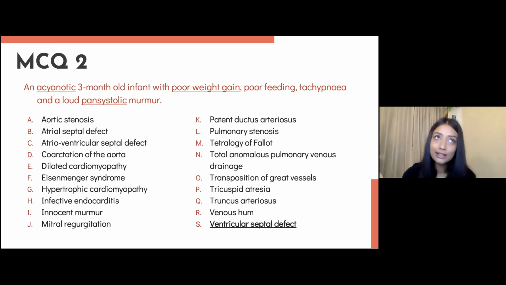So this was an acyanotic infant, so we know which category of heart diseases we're looking at. And they presented with poor weight gain and poor feeding, sort of a failure to thrive picture, and they have a loud pansystolic murmur. Failure to thrive is quite a non-specific symptom. It can present with a lot of congenital heart diseases. It is very associated with VSDs presenting at around this time frame, but it's that murmur that tells us which heart disease this is. A PDA is unlikely to present with this particular murmur, so that's why it's less likely on our differential list.